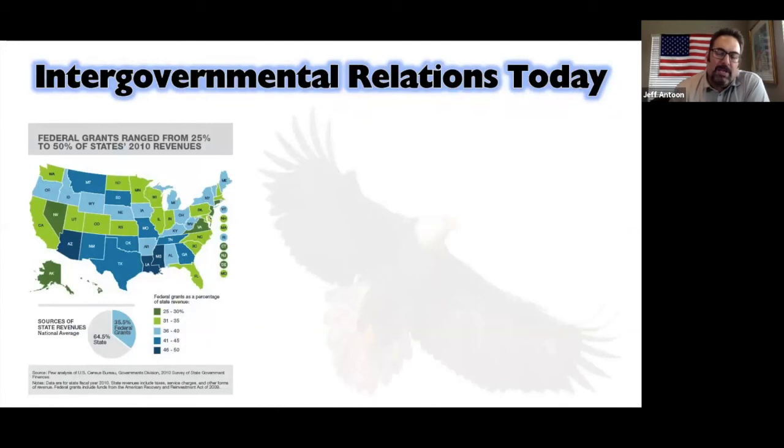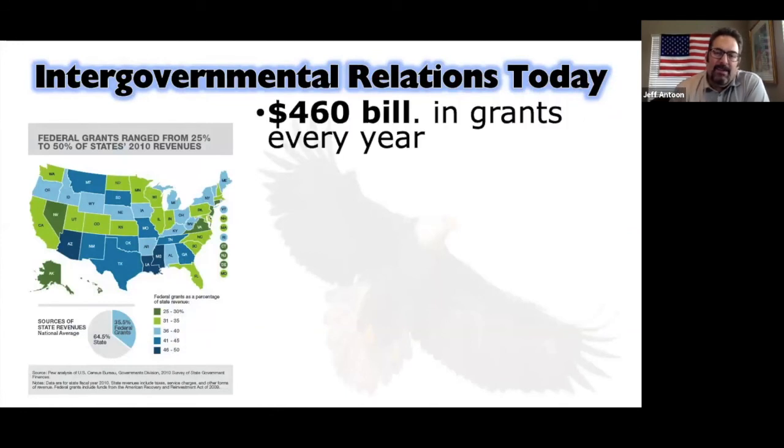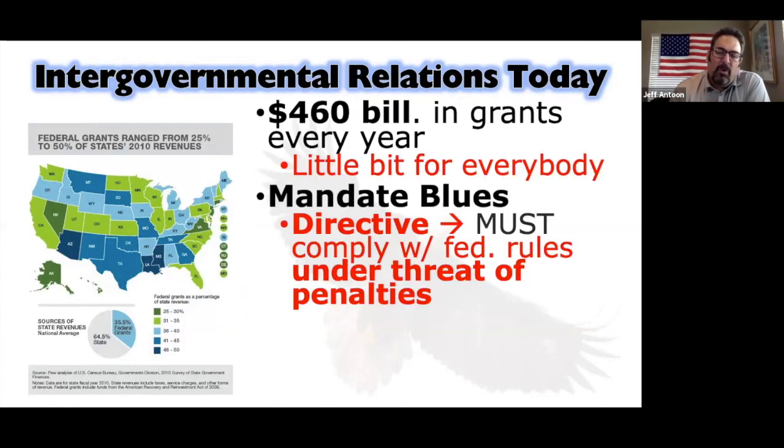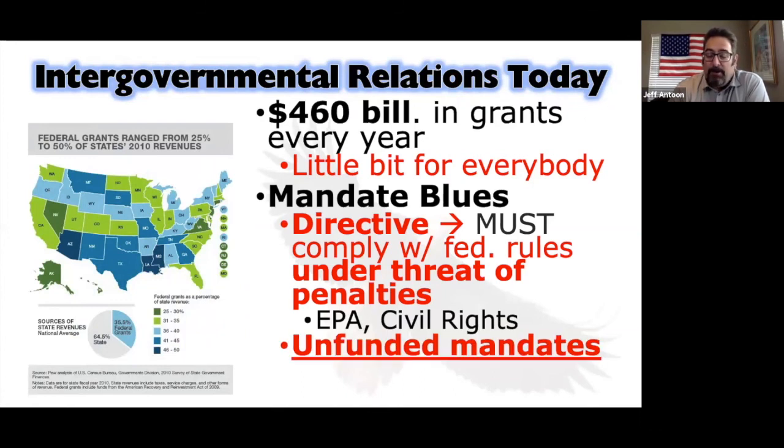Intergovernmental relations today. Again, we get $460 billion in grants every year, a little bit for everyone. Again, if you don't follow their directives, you lose funding under threat of penalty. So be careful of that. Like the Environmental Protection Agency, if you're doing pollution, or civil rights, or even the Americans with Disabilities Act, if you do not comply, you will be unfunded and most likely penalized.